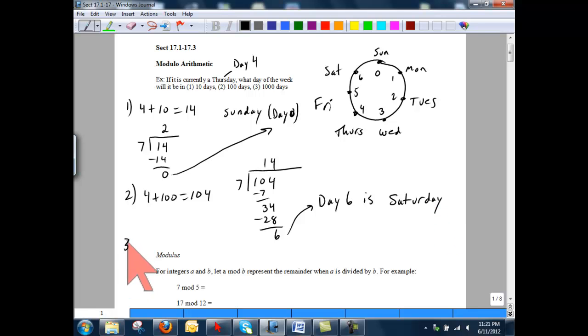All right, and third, and now the numbers are getting bigger, but we have a system, we know what to do. 4 plus 1,000 is 1,004. And if you take 1,004 and divide it by 7. I'll use this notation this time. 1004 divided by 7 works out to be 143 remainder 3. You can do the long division if you want and show that you have a remainder of 3, which by our days of the week is a Wednesday.